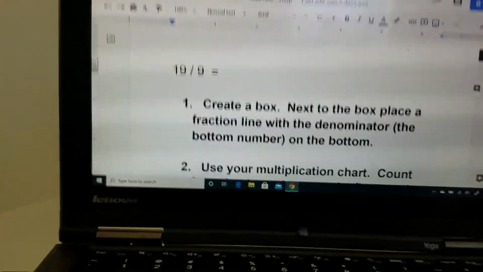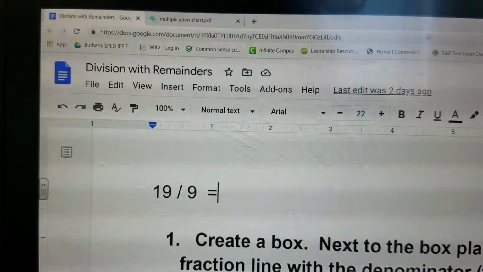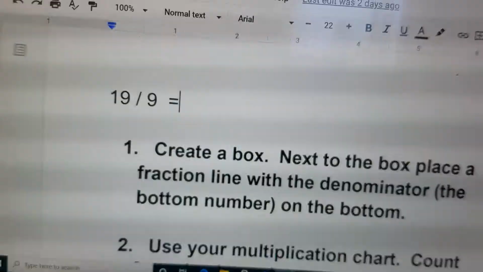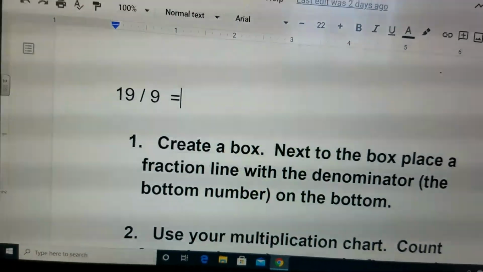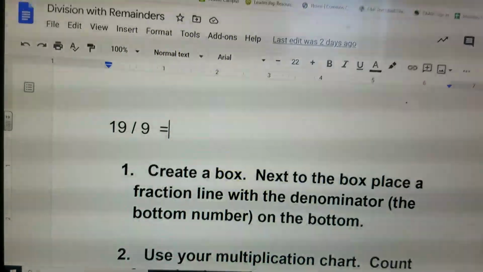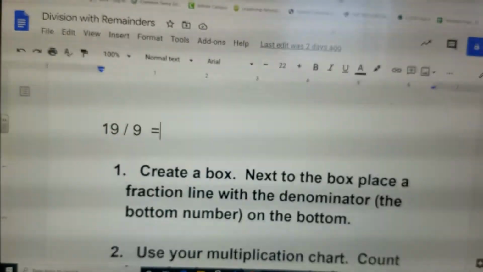Today we are going to be working on division with remainders. That means that if you divide the numbers, you are going to get more than just a whole number. You're going to also get a fraction next to it. So we have put together 5 steps to solve these types of equations.